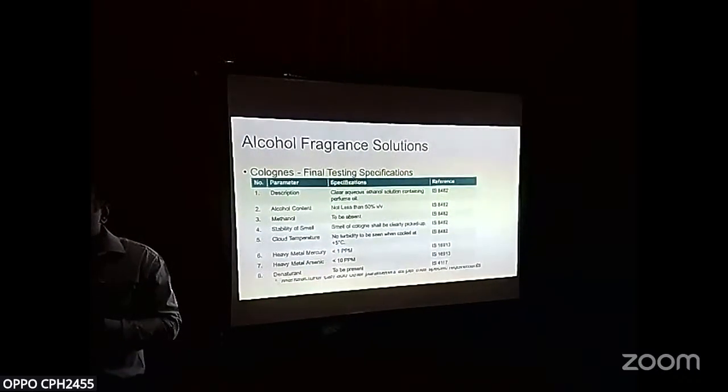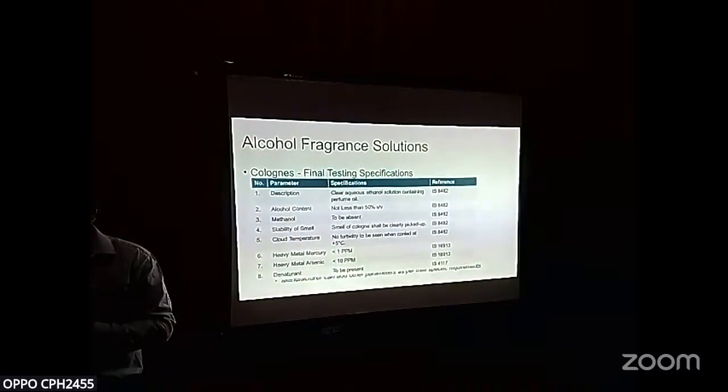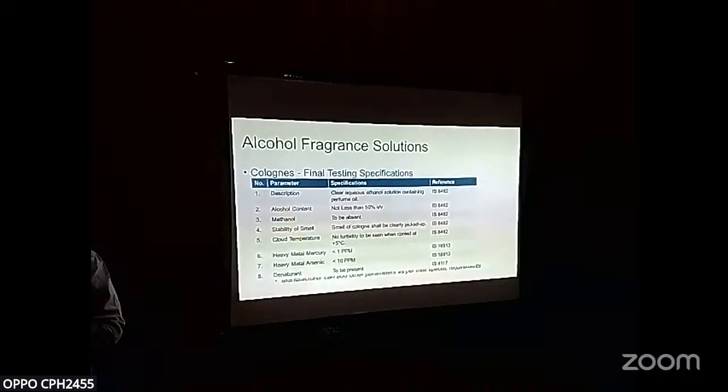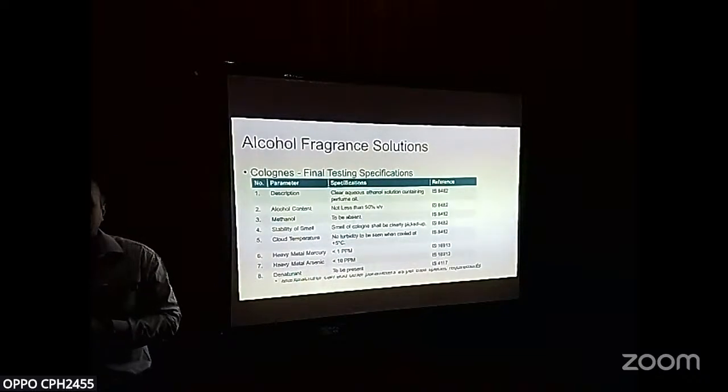In the colognes, these are a straight copy from the specifications: alcohol content, methanol, stability of smell, cloud temperature. Alcohol content should not be less than 50% volume by volume, which is very clearly mandated. They have given a GC method by which the alcohol can be estimated.